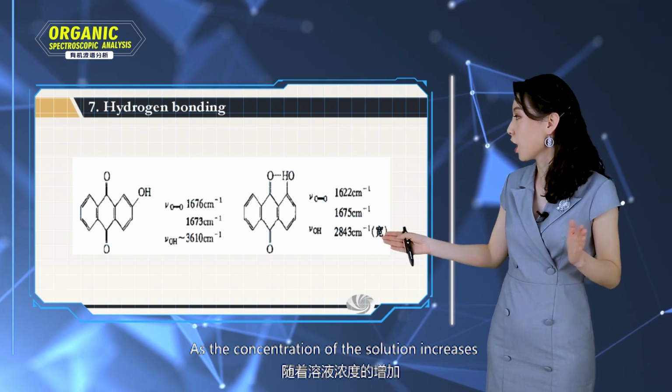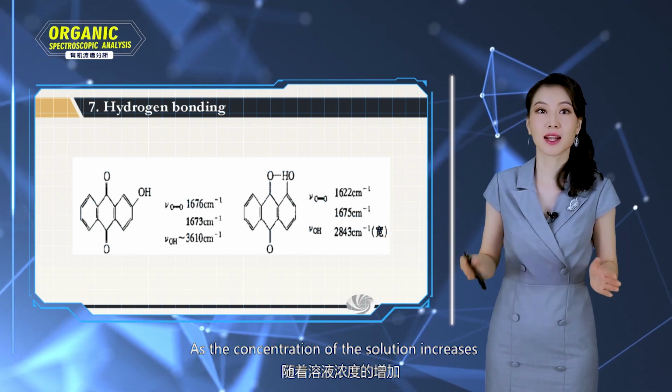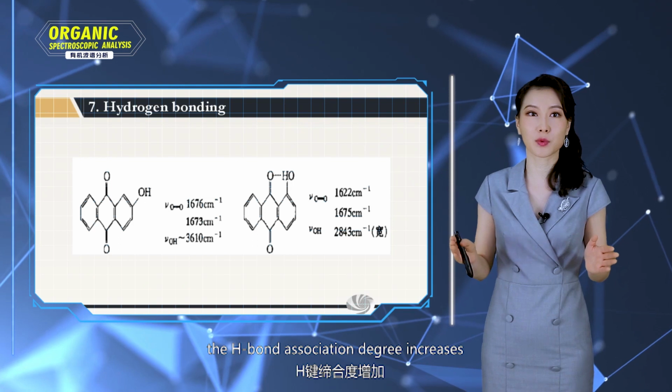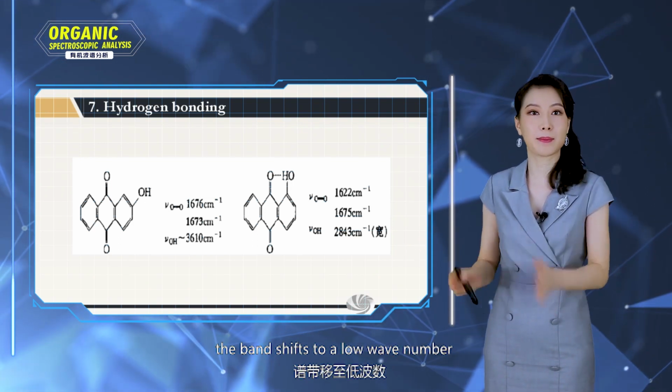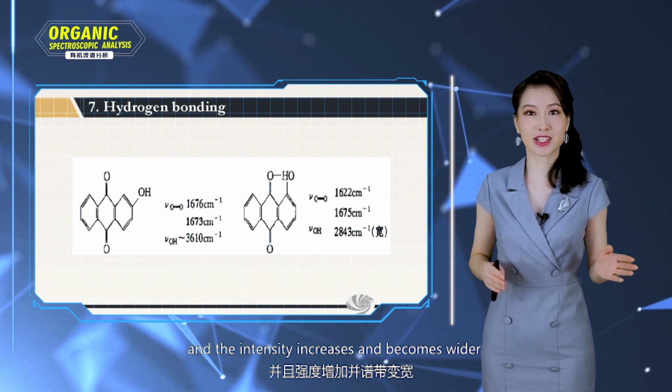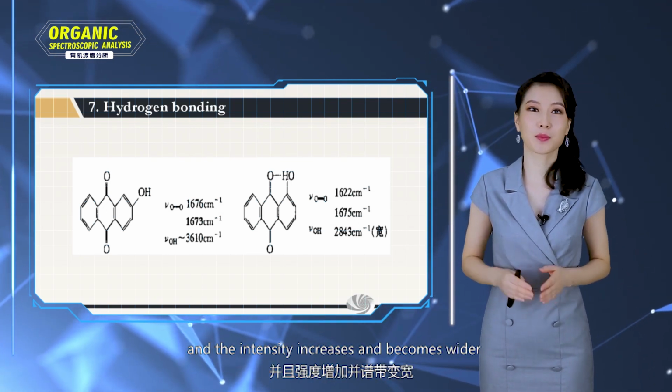As the concentration of the solution increases, the hydrogen bond association degree increases. The band shifts to a lower wave number, and the intensity increases and becomes wider.